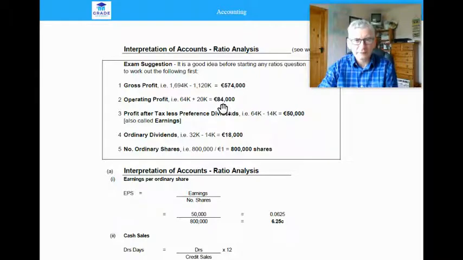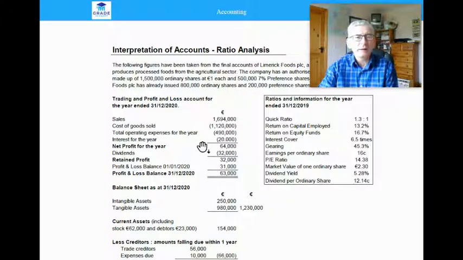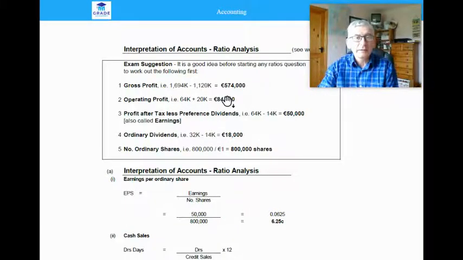The other way of doing that would be to say it's your gross profit minus your operating expenses. Your operating expenses were 490,000. So if you were to take 490,000 from the 574,000, that would also give you your operating profit of 84,000. Your earnings figure then is your profit after tax less preference dividends.